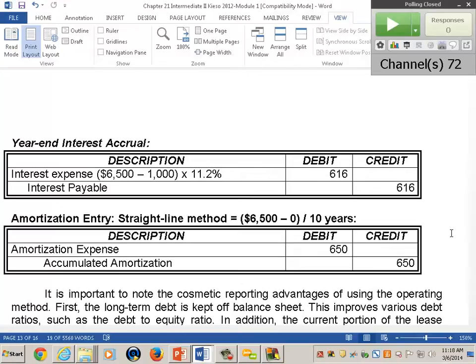Now, what I also mentioned is that it's almost simultaneous in here, obviously, but on January 1 of 2015, when I pay $1,000, I'm going to be paying off 616 of interest and principal of how much? 384, the difference. Although I'll show you the payment entries as we get deeper into this, the payment of 1,000 has principal and interest.